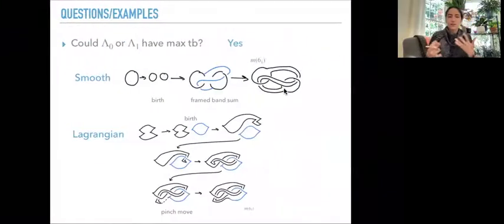Okay, so that tells us something about what relationship we can have between the Thurston-Bennequin numbers. But notice that our example that we've been talking about already tells us that yes, you can have one of them have max TB, because in particular, this is a Legendrian realization of the mirror of 6-1 that does have max TB for the mirror of 6-1. So it is possible to have a max Thurston-Bennequin number, in this case, on the top.